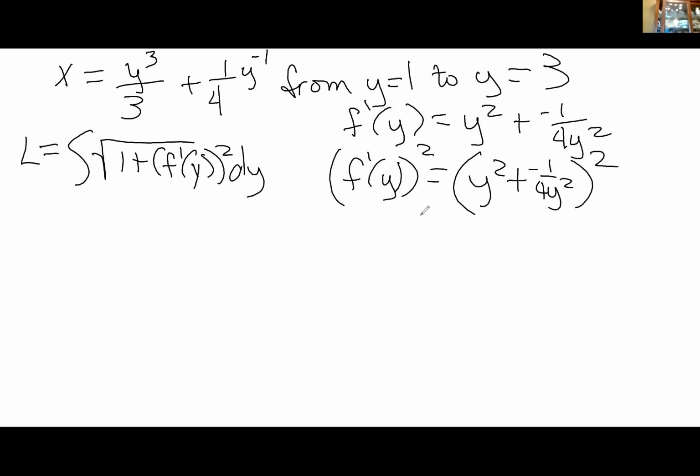Now, here's where you have to be careful. What happens when I square y squared? Y to the 4th. Now, watch this one. Now multiply y squared over 1 times -1 over 4y squared. The y squareds cancel. Yes, they do, but we have to double it. What do you get when you multiply that? Y squares cancel. Do you get -1/4? Yes. And when you double it, -2/4.